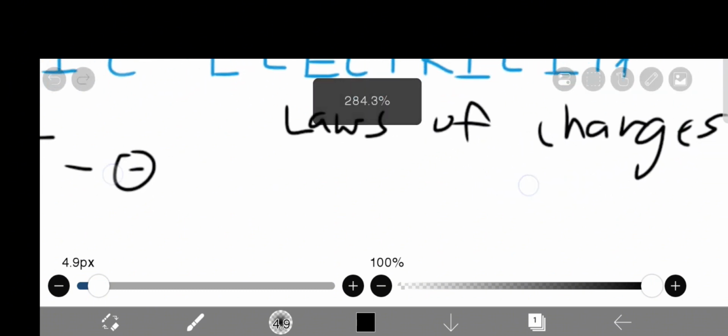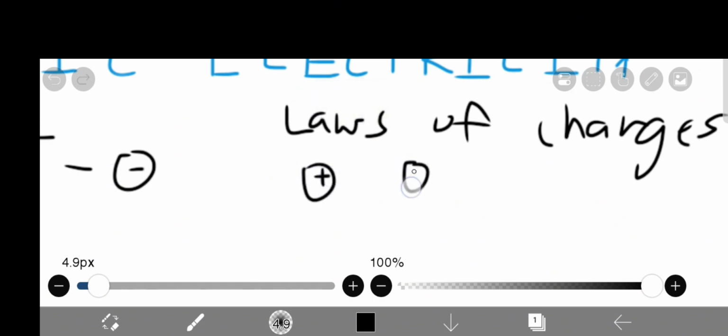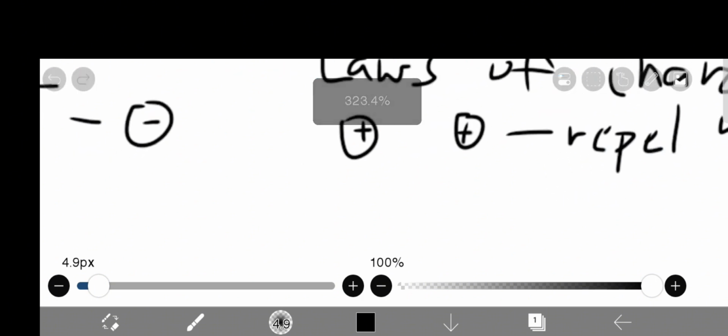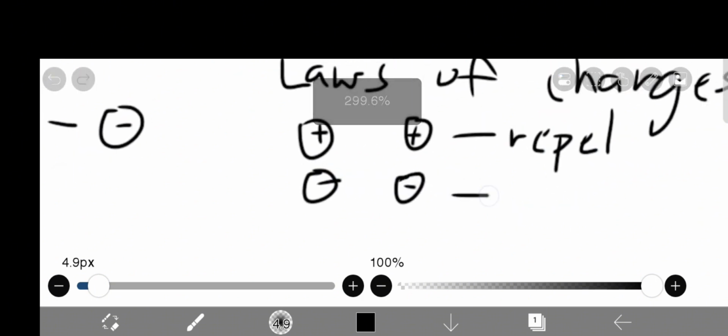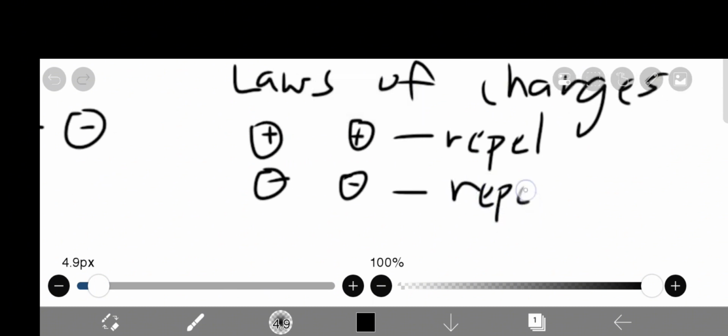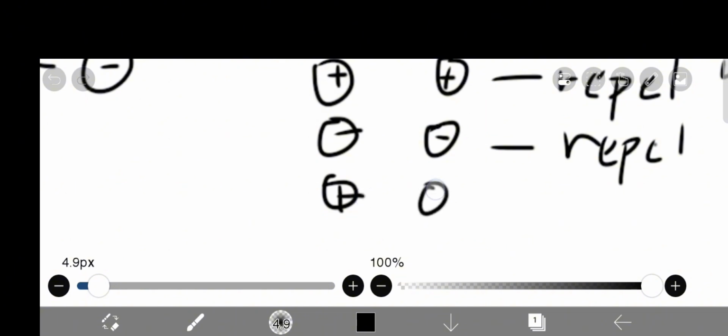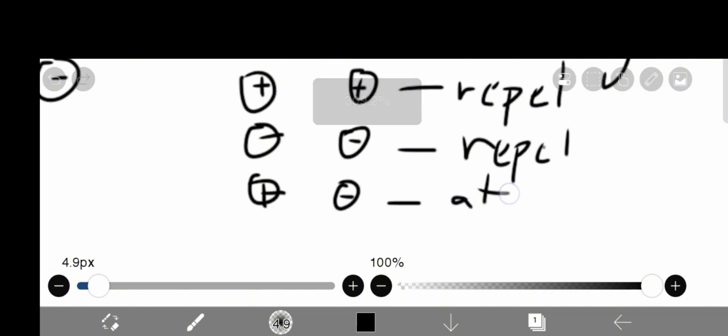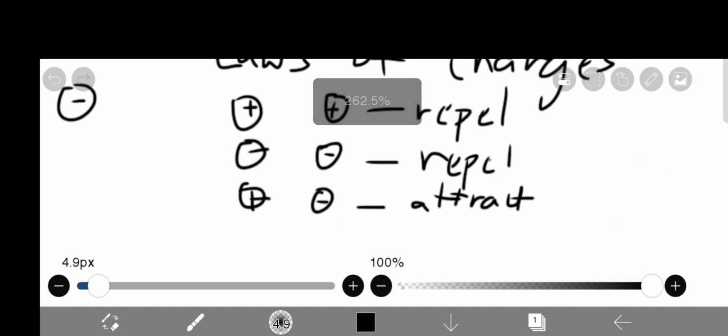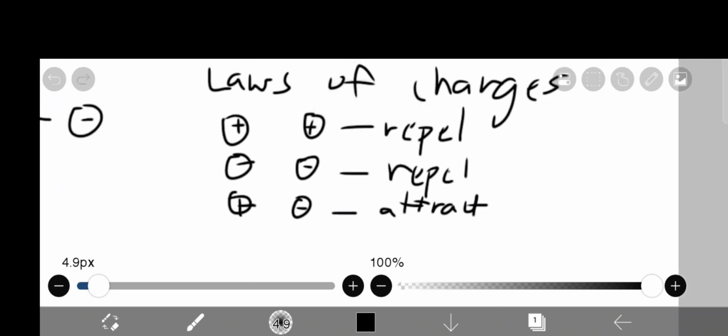So if I have two positively charged particles, what will happen to those? It will repel. If I have both negatively charged particles, it will also repel. However, if I have opposite charges, it will attract. So we can form a conclusion that if both charges are similar, they will repel or go away from each other. And if I have opposite or different charges, then they will attract or come toward each other.